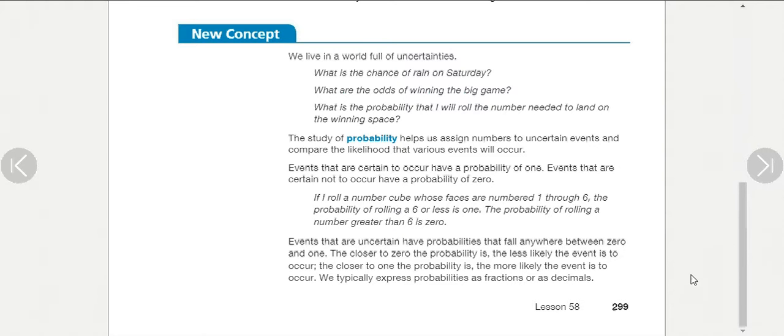You hear things like, what's the chance of rain? What are the odds of winning? What's the probability that I roll a number needed to land on the winning space in my game? Probability helps us assign numbers to uncertain events and compare the likelihood that various events will occur.